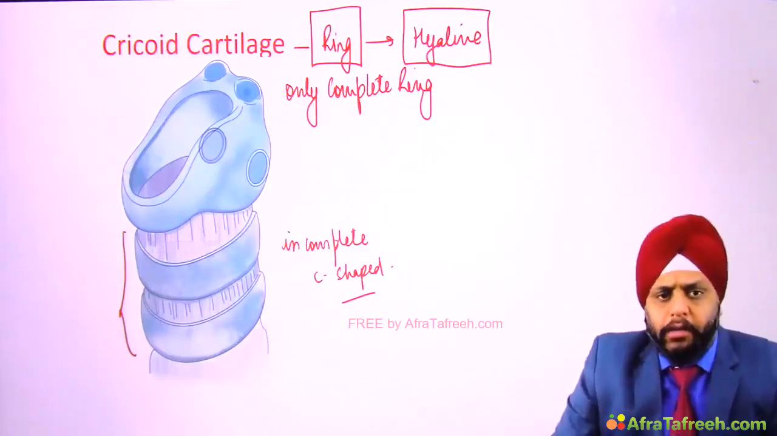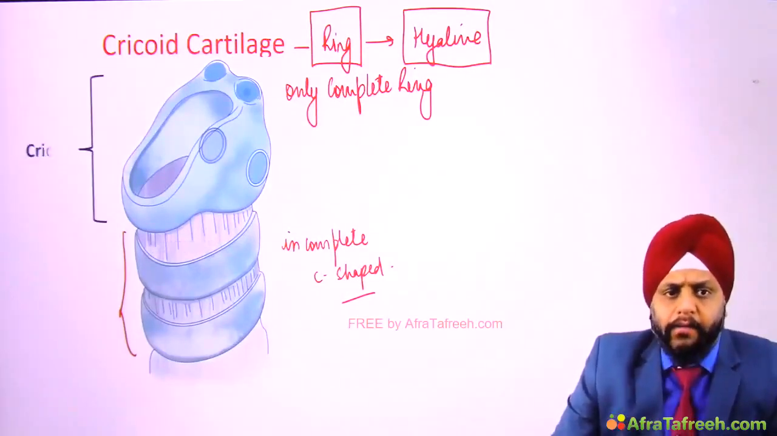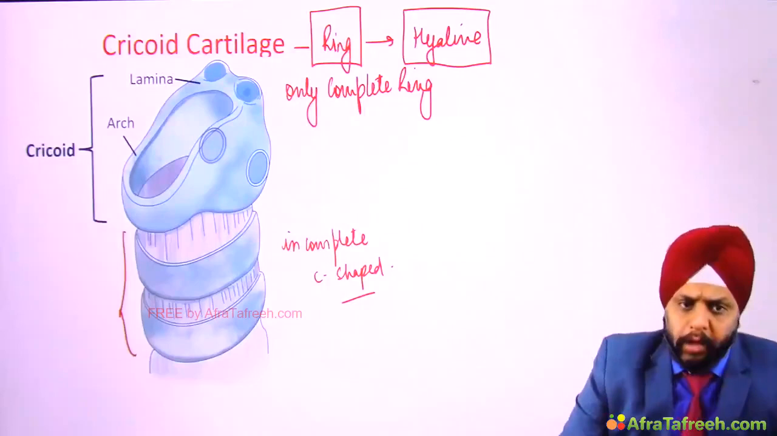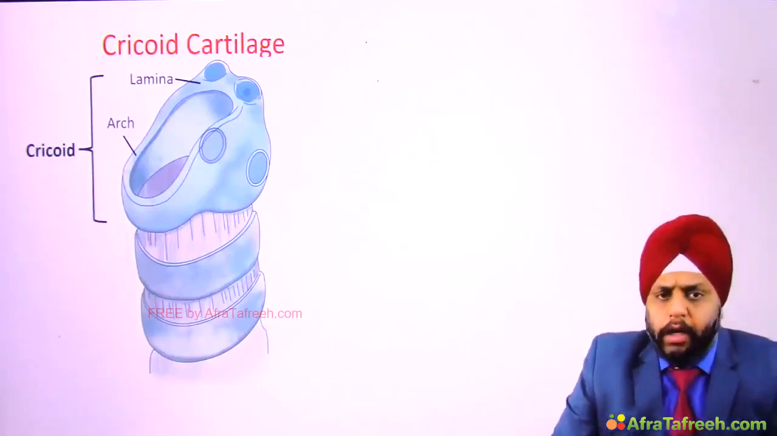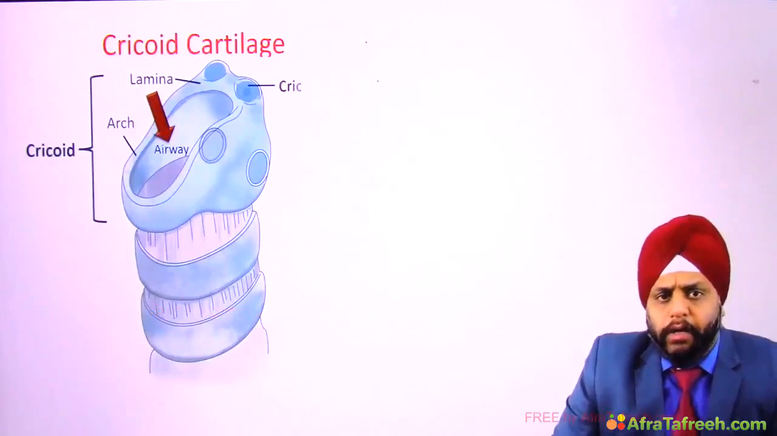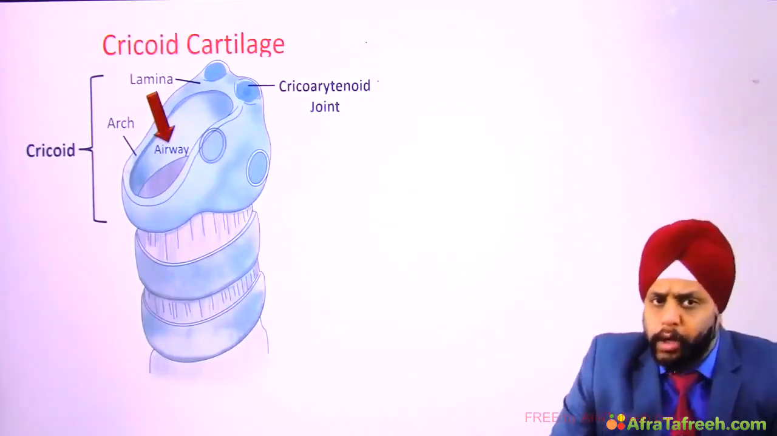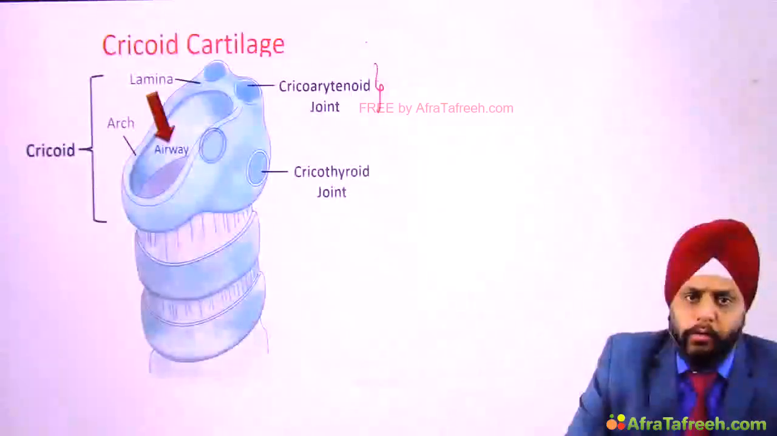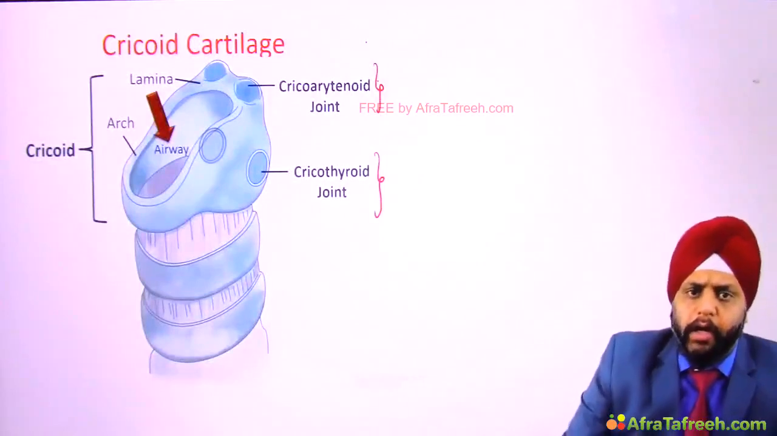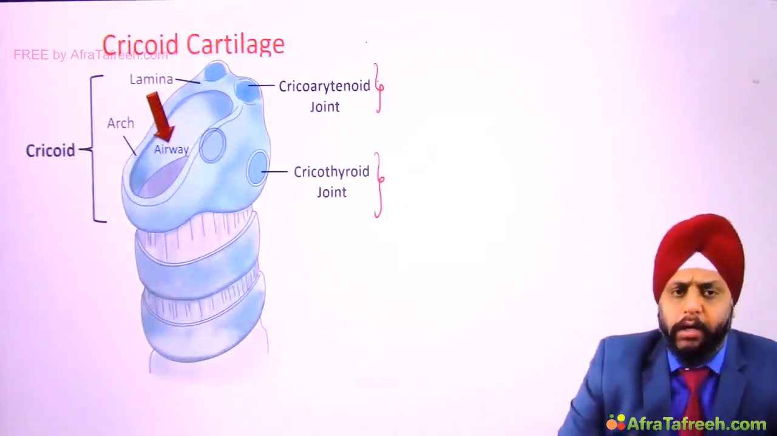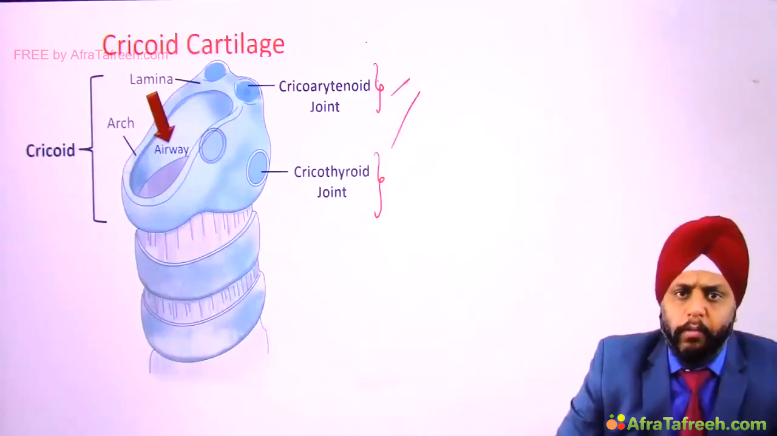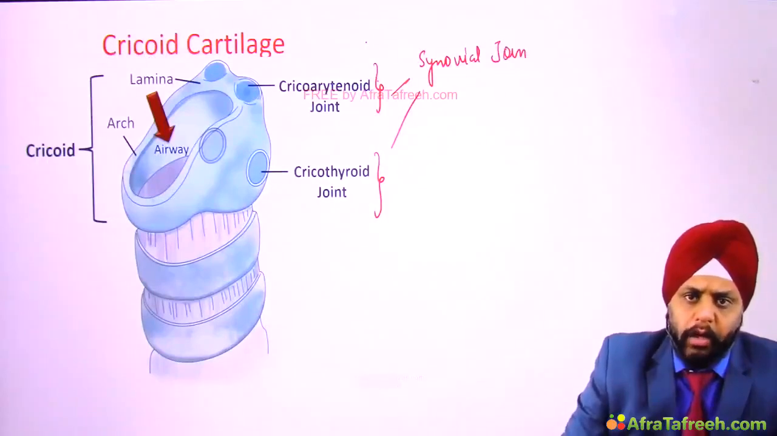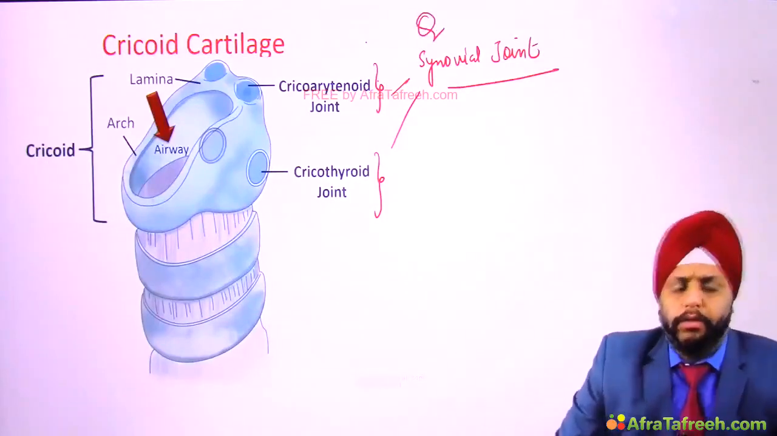Now this cartilage, the complete ring, like a signet ring, has an anterior part. The anterior part is known as the arch. The posterior part is known as the lamina. Now on this cricoid cartilage, you can see that there are two facets, one for the cricoarytenoid joint and one for the cricothyroid joint. Okay, now there are two joints, cricoarytenoid and cricothyroid, which combine the cricoid to the arytenoid cartilage and thyroid cartilage. Now remember, both these joints are synovial joints. Okay, so MCQ over here, both these joints are synovial joints, right?